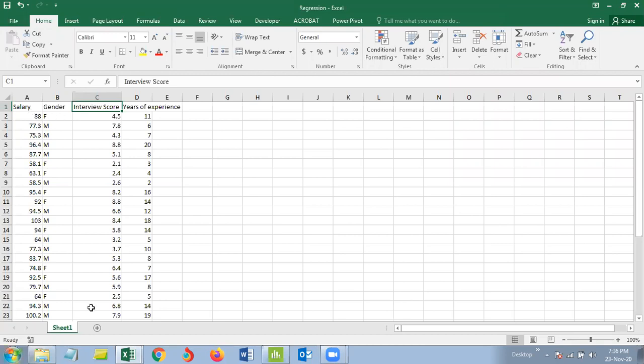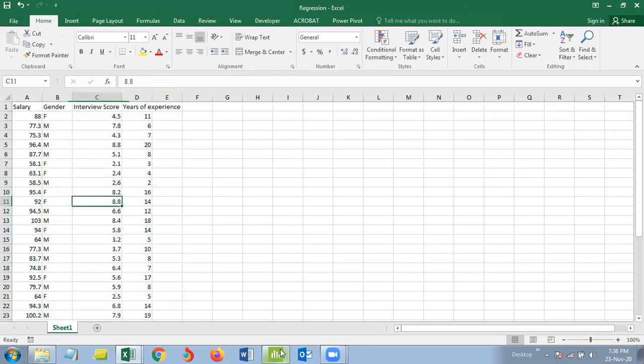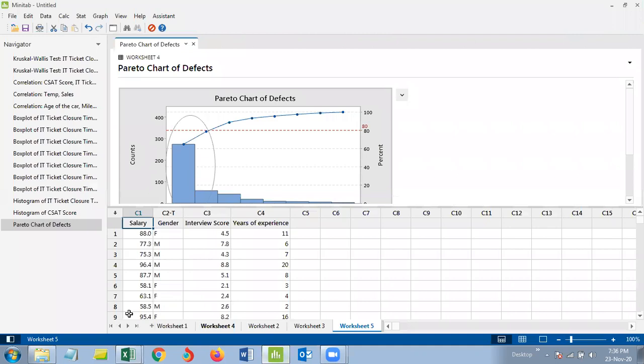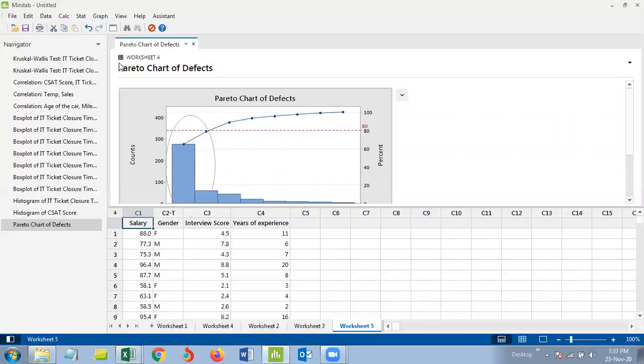So now we will start with a regression to check whether these are the real root causes impacting the decision of salary, and if so, how much, which one is more important, which one is less important, and how much each is influencing the decision of salary. Let's understand with a simple regression first. Simple regression means one X at a time, one X with the Y. So let's test this.